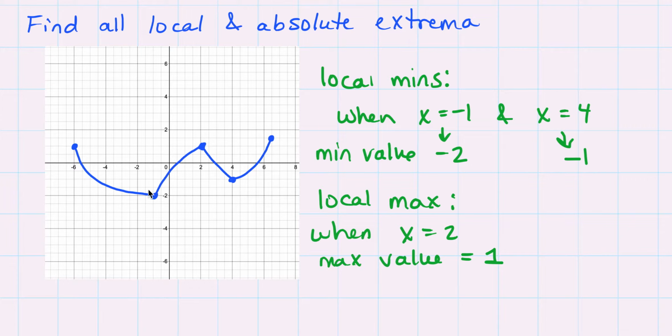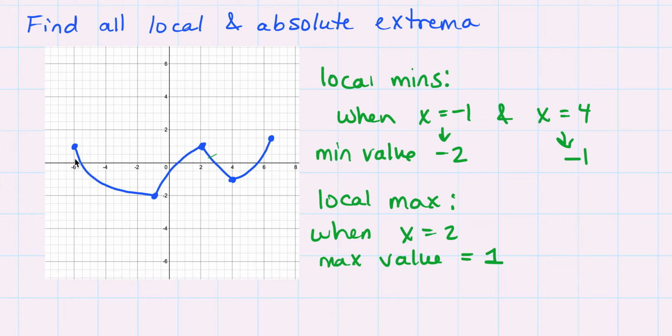Notice also that this graph doesn't go on forever. It ends right here and it ends right here. Now for a local minimum or maximum, you have to be able to find an open interval around a number for it to be a local minimum or maximum.